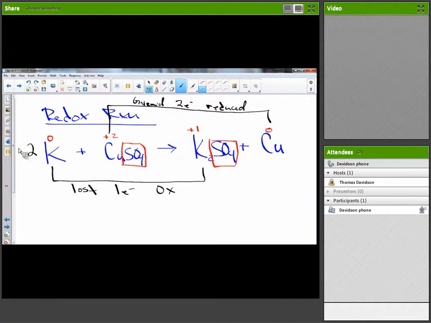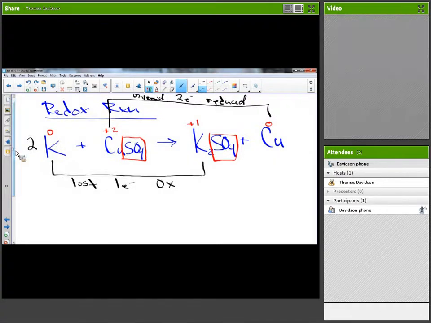Everything else is a 1, right? Now, be careful how you account for this. You don't just change this number to a 2, because that would be a lie. Did the potassium lose 2 electrons? No. You'd go like this. That implies that something lost 1 electron twice, which is the true way to say it, is it not?